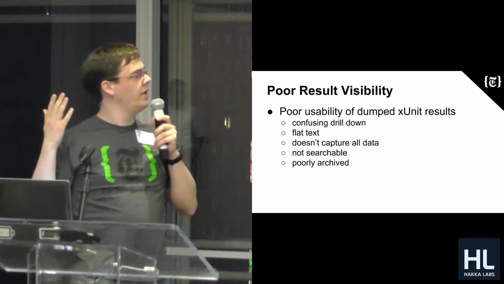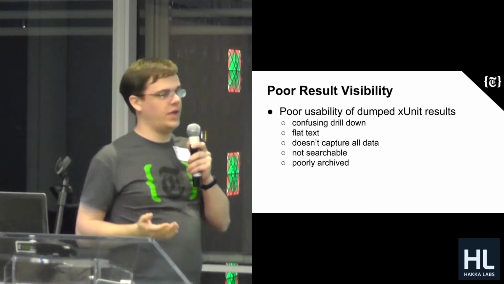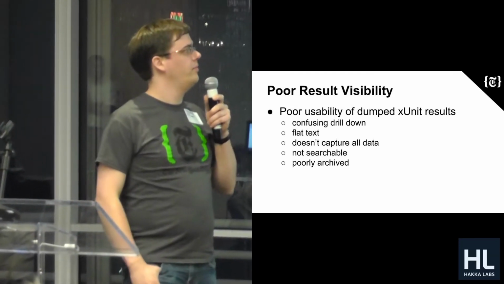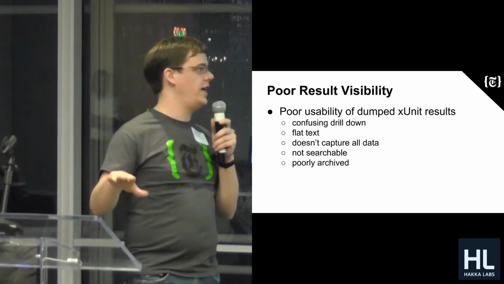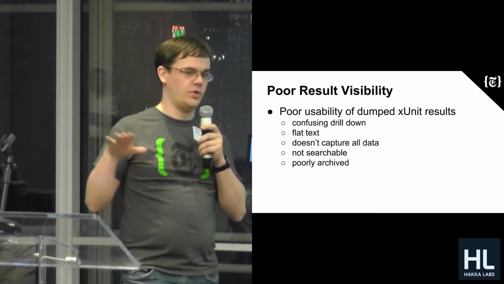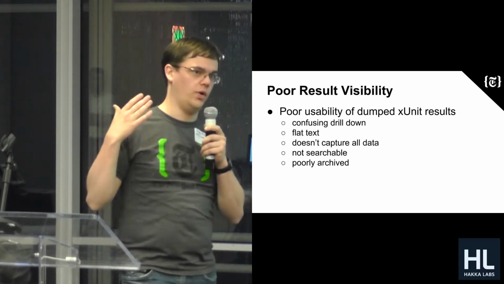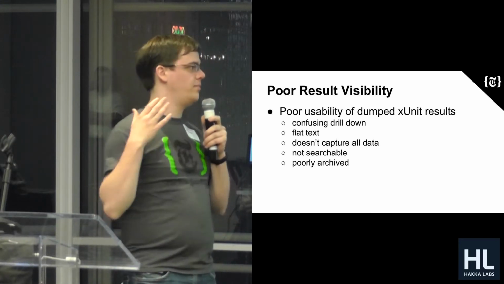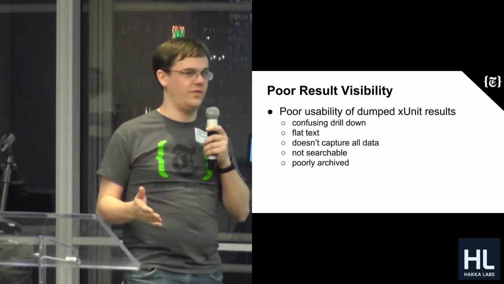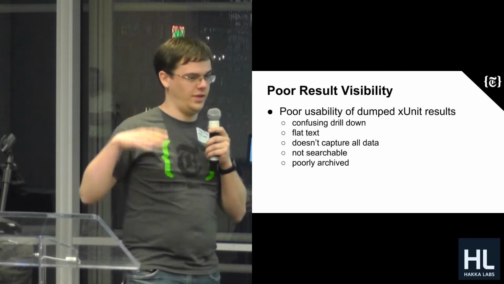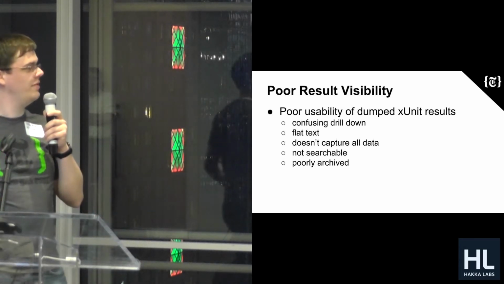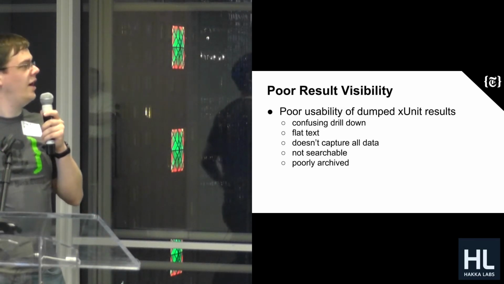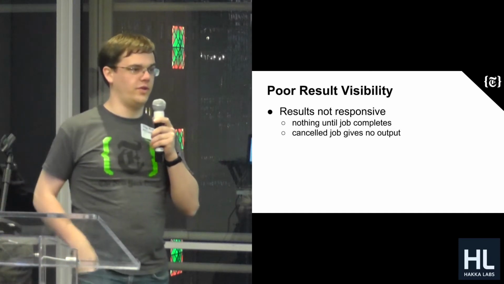So that's one problem. The dumped XUnit results can be kind of confusing to dig into. They're just flat text. They don't capture all the data we want, like for instance, where we ran the test. They're not particularly searchable, and they're poorly archived since it just derives from the history of Hudson, and Hudson culls itself sometimes when you really wish it didn't. And then lastly, the results are not responsive.